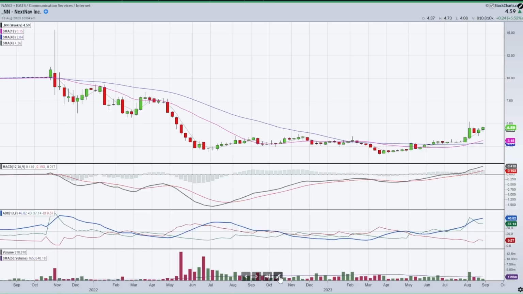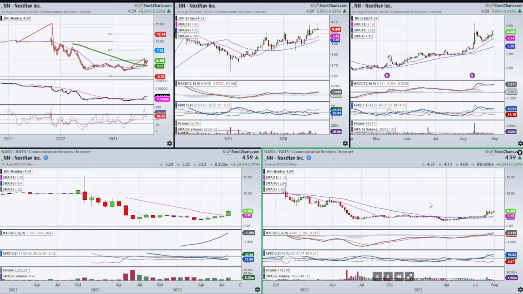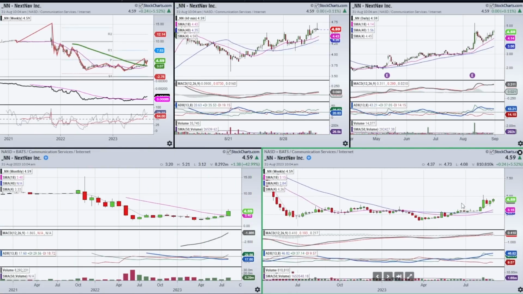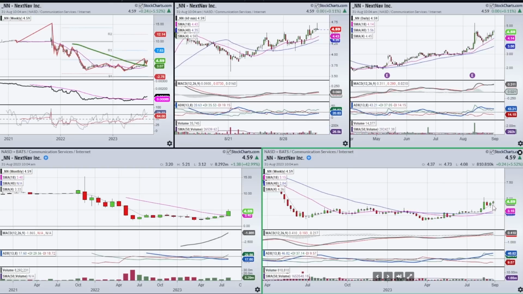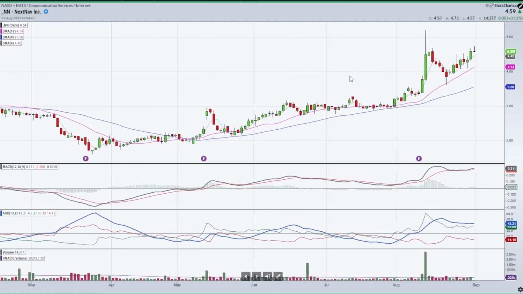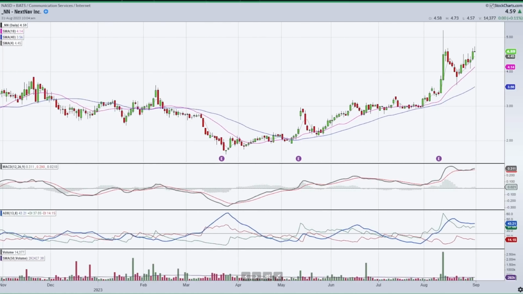These $4 stocks, anything that's a single digit, right? Anything under 10, it's really hard to control the risk. So I think if you're going to do this, you have to play smaller size and give it more room. Or if you're going to play it off the daily, even then I'd play it with smaller size and give it more room.